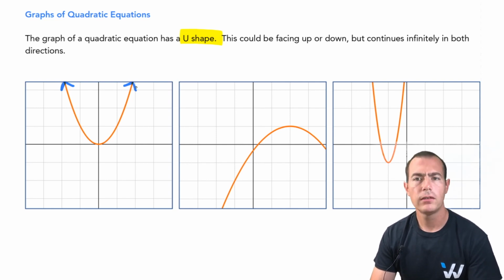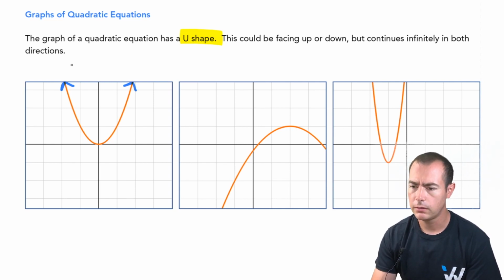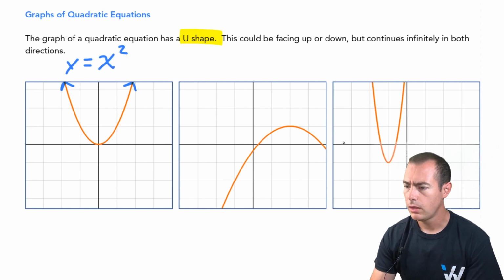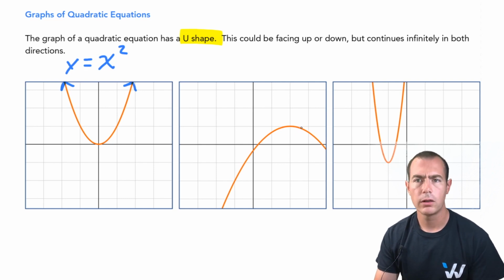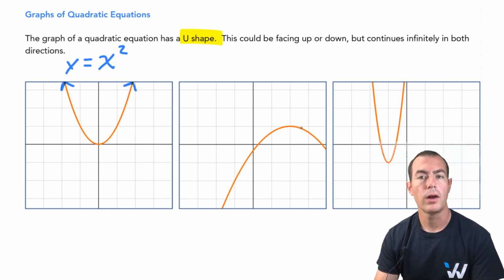So these are just various different examples of some quadratic equations. The first one looks like it's a fairly simple one, something like y equals x squared. The other ones are a little bit more complicated. Since they're facing down, they're a little bit wider or narrower. All right, and that's just a little bit of the things you need to know for quadratic equations.